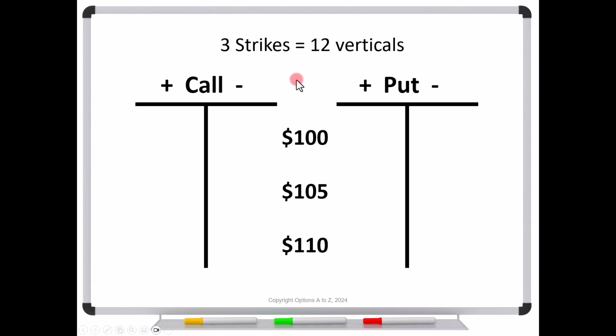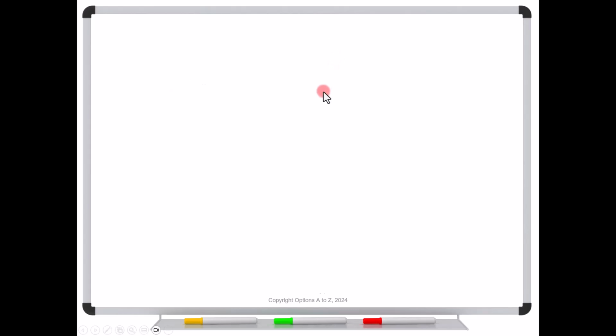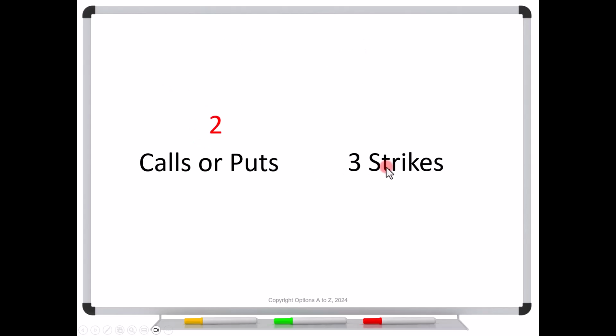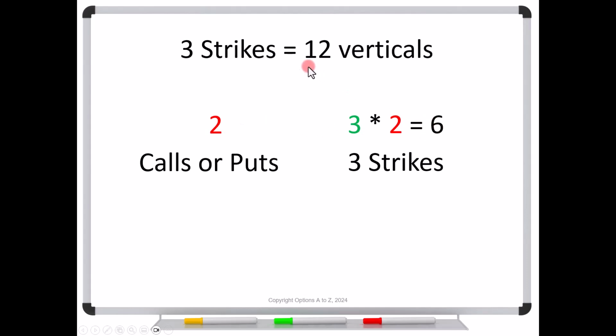So with 3 strikes, we actually have 12 verticals. And again, that's found by counting either calls or puts. That's our first decision. I have 2 choices there. And with 3 strikes, I have 3 ways to choose the first strike and then 2 ways to choose the second, which are 6 ways. So we multiply these out, 2 times 6. So with 3 strikes, we have 12 verticals.